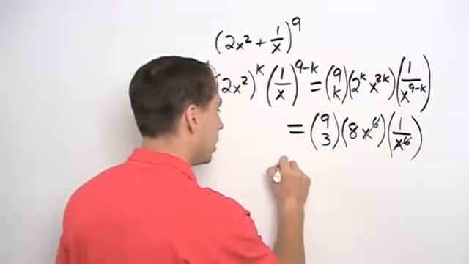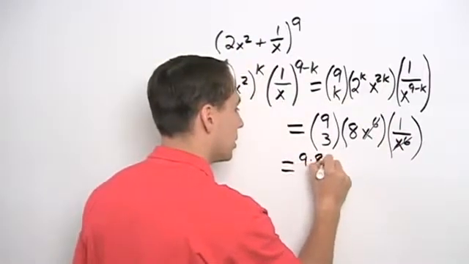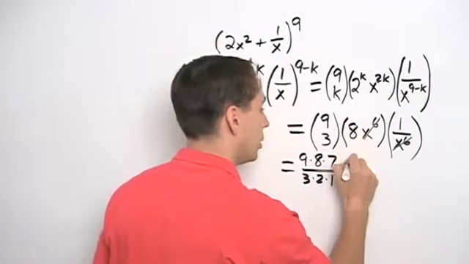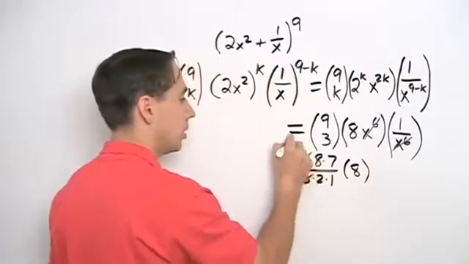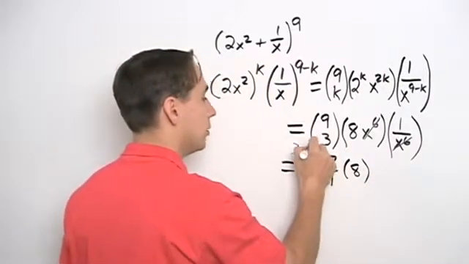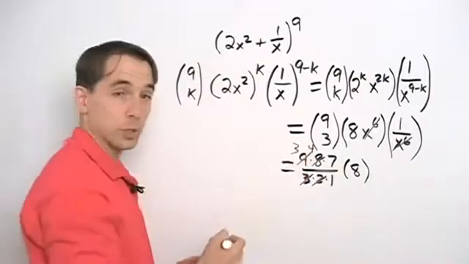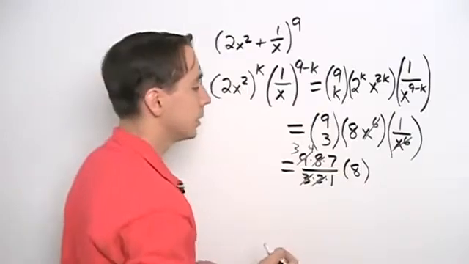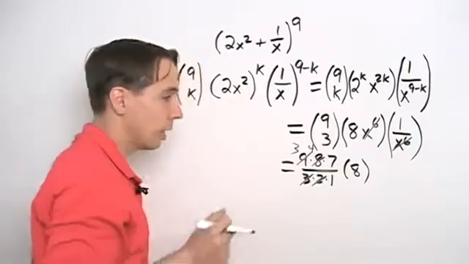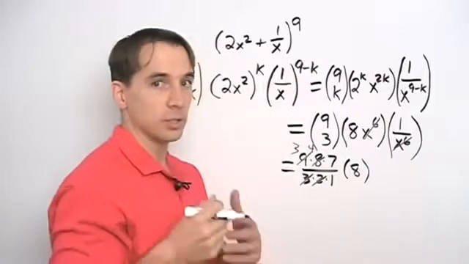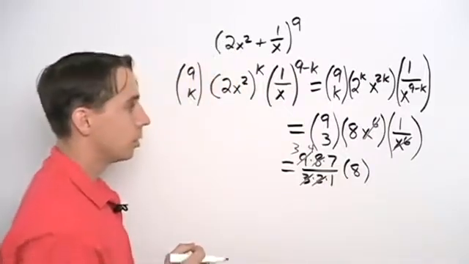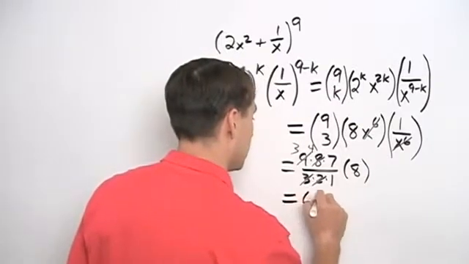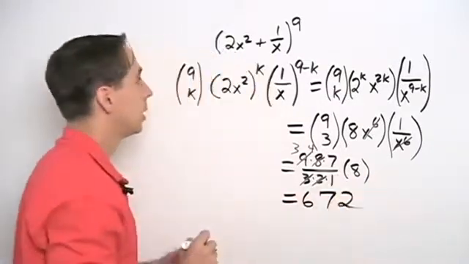The x's cancel out. 9 choose 3 is 9 times 8 times 7 over 3 times 2 times 1. And we have our 8 over here. This leaves 3, 2 cancels with 8, leaves a 4. 3 times 4 is 12. 12 times 7, 84. 84 times 8 is, all right, in your head, let's go. 84 times 8. 8 times 80, 640. 4 times 8, 32. 672. And there we go.